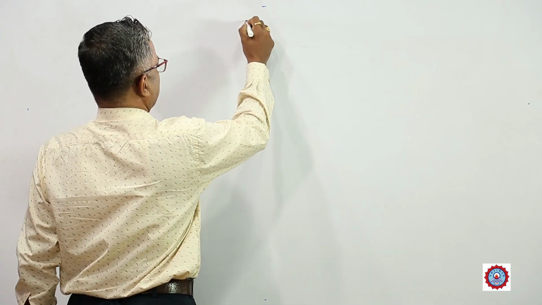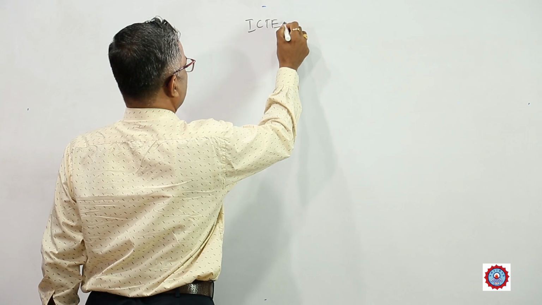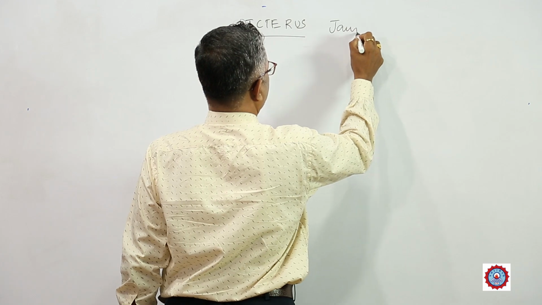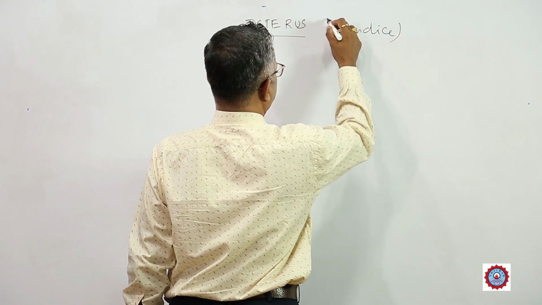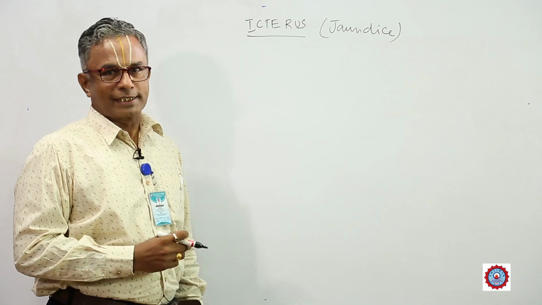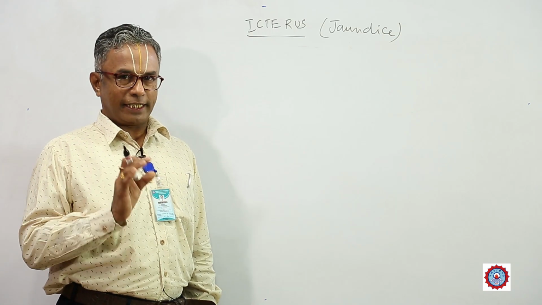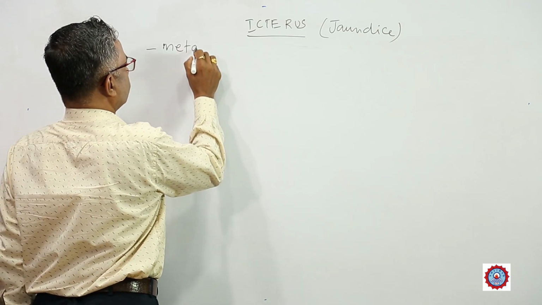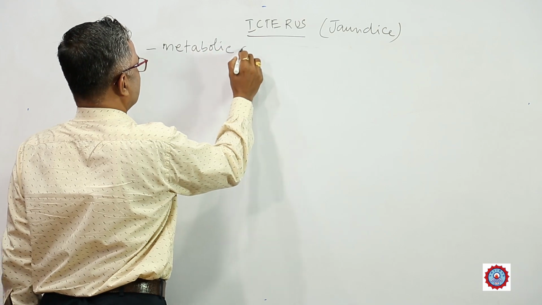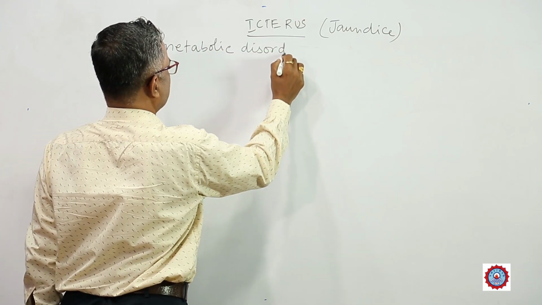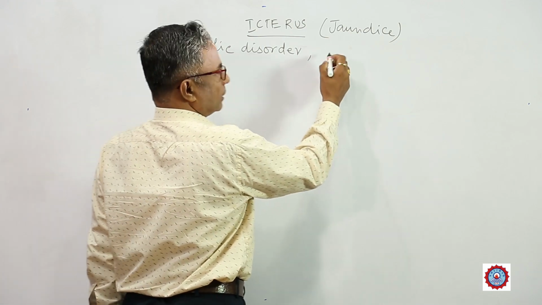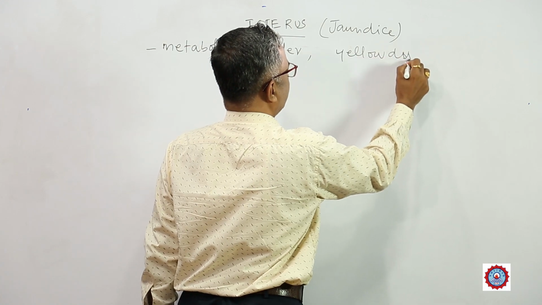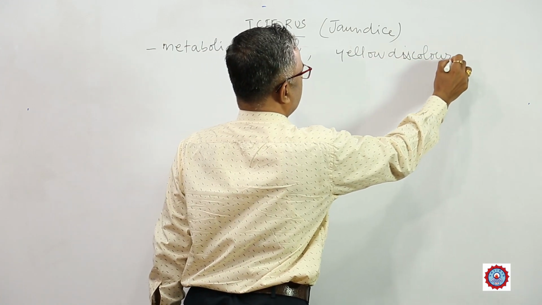The title is icterus. Icterus is the medical term used to describe jaundice. In common language we call it jaundice, in Tamil we call it manjakamalai, a metabolic disorder where there is a yellow discoloration of skin. The two points you need to remember regarding this topic are: this is a metabolic disorder, it is not a disease. Second, there is a yellow discoloration of skin.